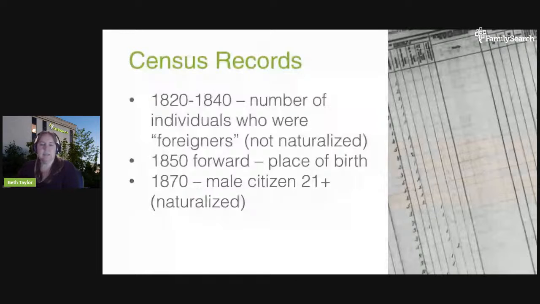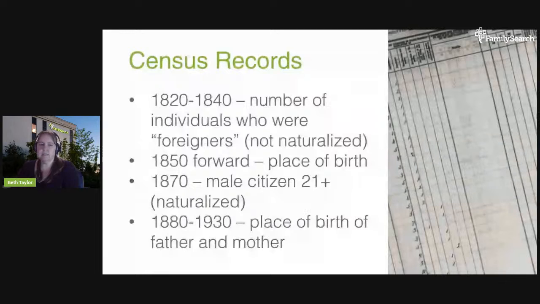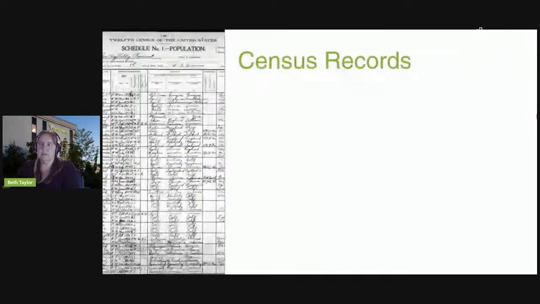Starting in 1870, they actually asked whether this is a male who's a citizen 21 years of age and older. Pretty much they're looking for voters. However, that's going to give you a clue whether your ancestor is naturalized. From 1880 to 1930, it asked for the place of birth of father and mother, and that also is listed on the sample lines for the 1940 and 1950 censuses.